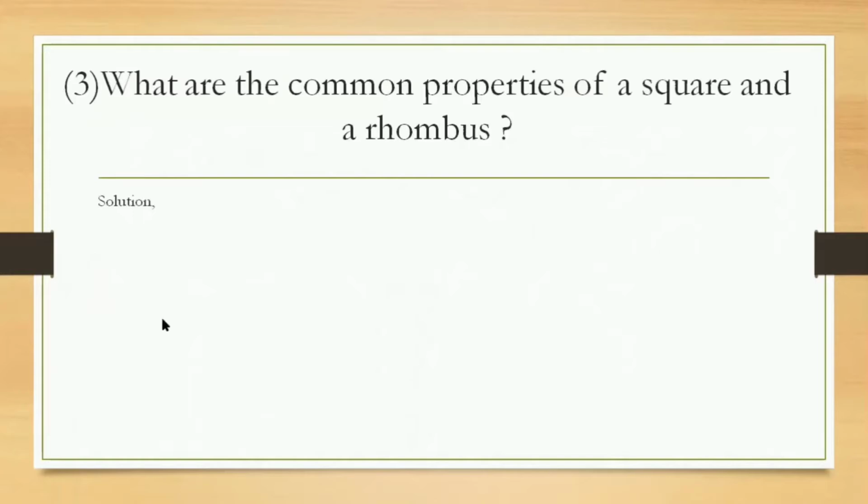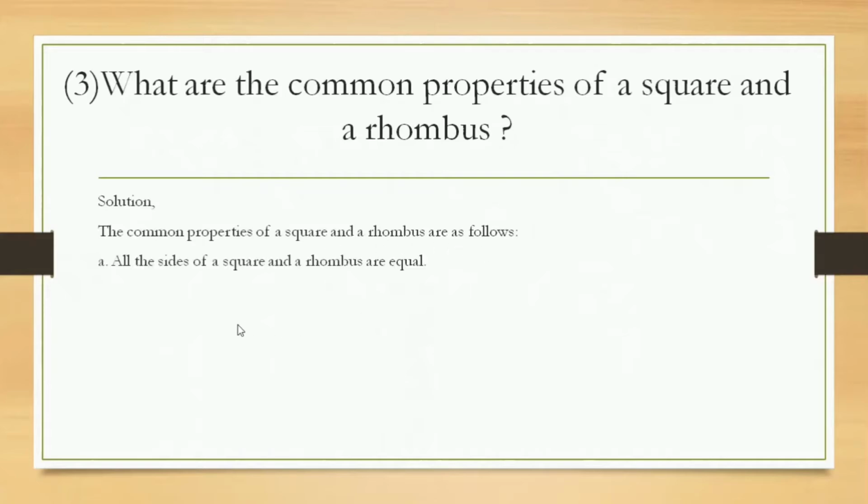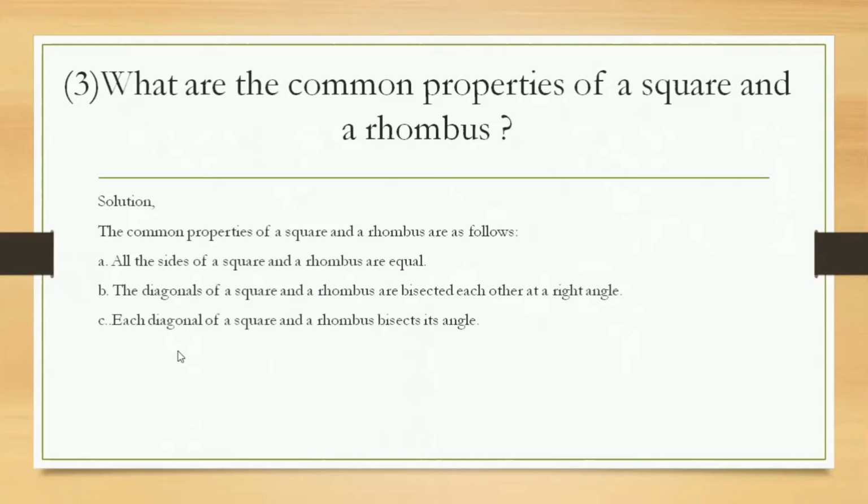Number 3, look there. What are the common properties of a square and a rhombus? The same properties of a rhombus and a square. Solution. The common properties of a square and a rhombus are as follows. A. All the sides of a square and a rhombus are equal. B. The diagonals of a square and a rhombus bisect each other at a right angle. C. Each diagonal of a square and a rhombus bisects its angle.